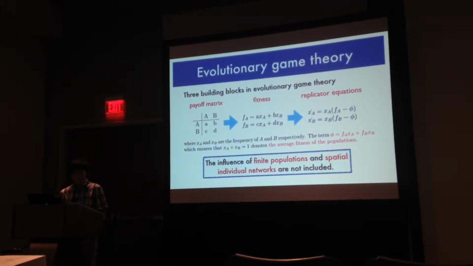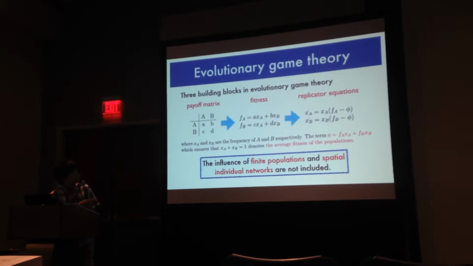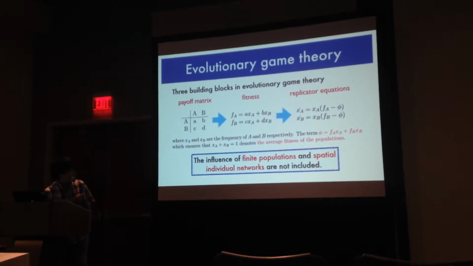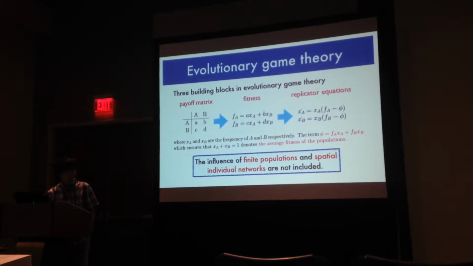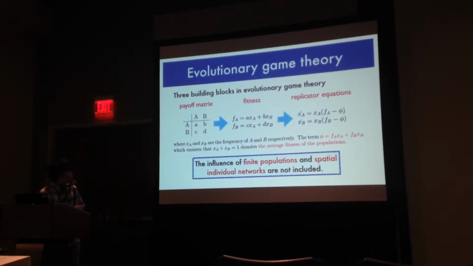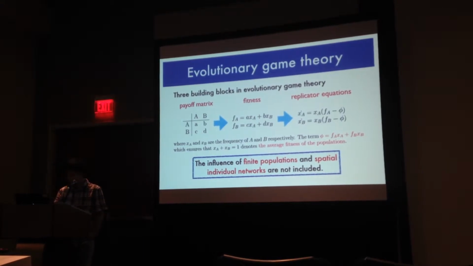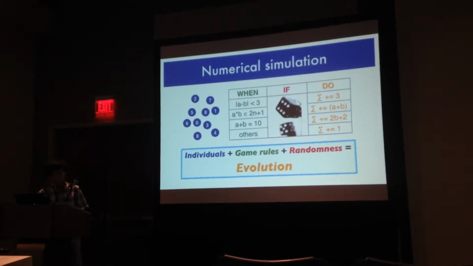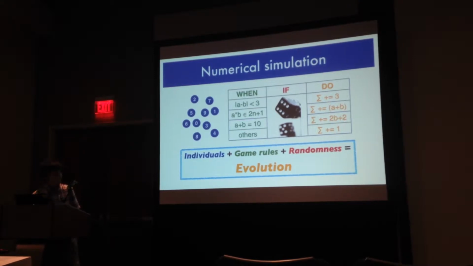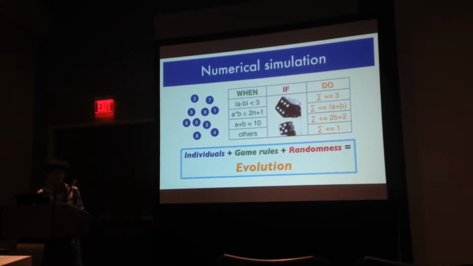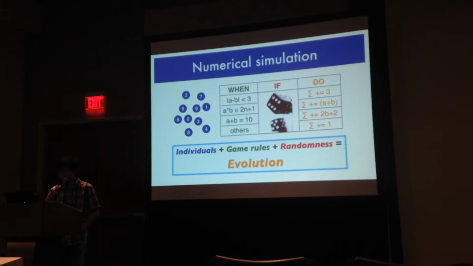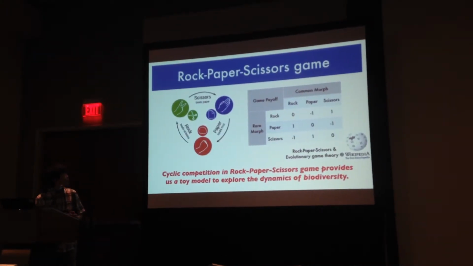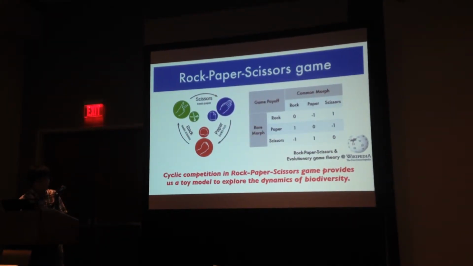However, in this framework, we don't know what the finite population and the spatial network could lead to, what different results. So what we can do is numerical simulation: we put individuals in, set some game rules and introduce randomness, so we can study the evolution of the ecological system. And so that's our system.